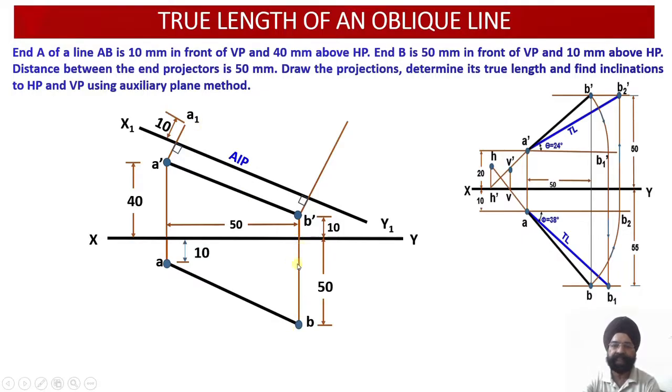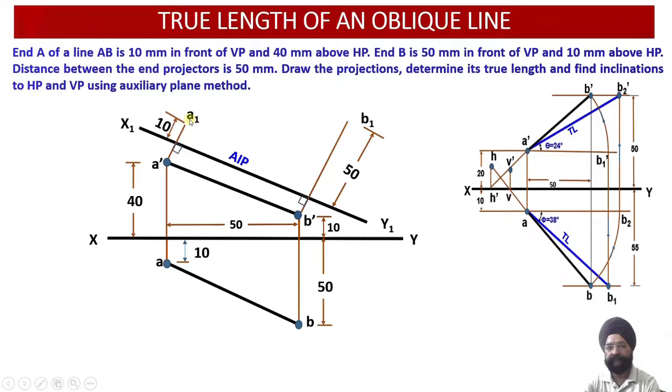Similarly, I'll measure this distance as 50 millimeter. Distance of the end B from the XY reference line. It is same as distance of the end B from the XY reference line. So I'll measure this distance from this plane. Mind you, you don't have to measure distances from A dash and B dash. You are required to measure the distances from X1, Y1. Now this distance of point B from the XY line means that this is a distance of the end B in front of VP. Front of VP means positive distance. So again, I am going to mark this distance in front of the plane, 50 millimeter.